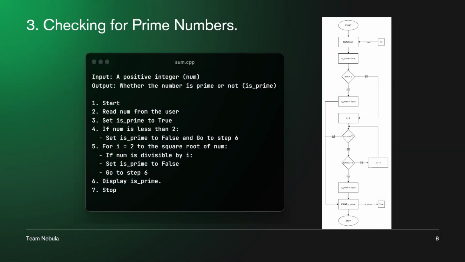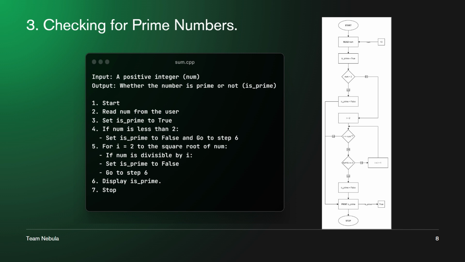Checking for prime numbers. An algorithm to determine whether a given number is a prime number or not. The process begins by reading num from the user. The algorithm initializes a Boolean variable is_prime to true. It then checks if num is less than 2. If true, is_prime is set to false and the process proceeds to step 6.